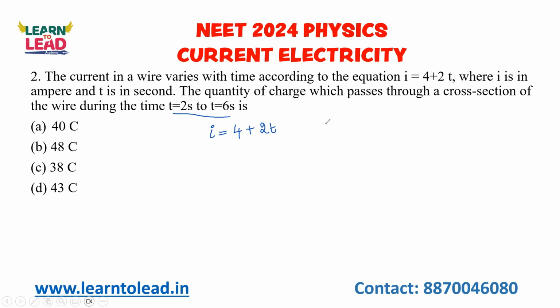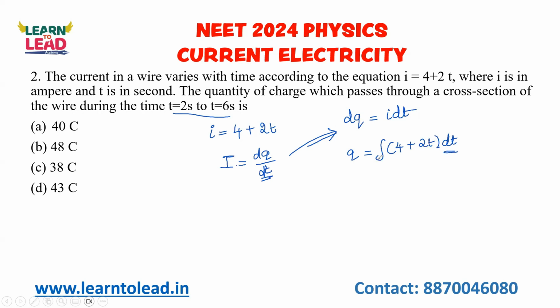To find the charge, dq is equal to I into dt. I know that the basic formula for current, as we saw in the last question, is charge by time taken. So the total charge flowing in a small interval of time is current times dt. So I can rewrite this equation as dq is equal to I into dt. Integrating on both sides, I know the I value as 4 plus 2t into dt, and the time limit is from 2 to 6 seconds.